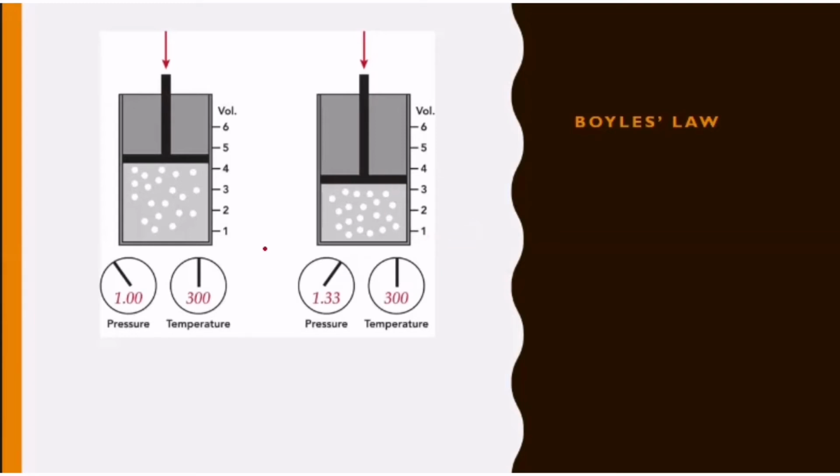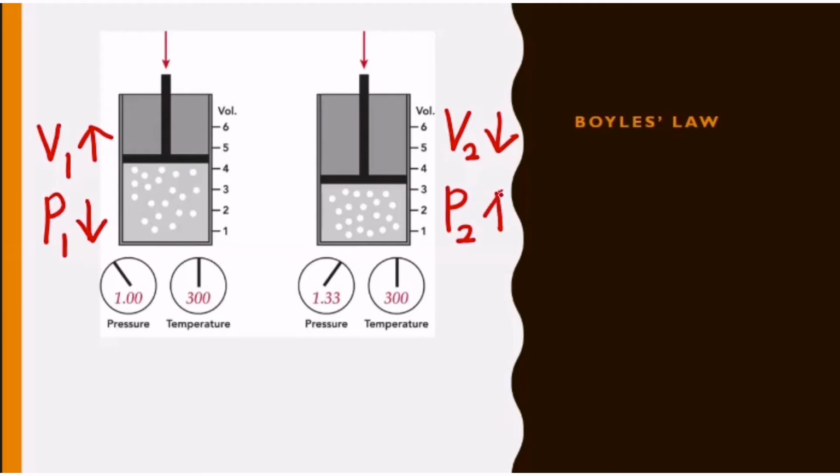Look at this diagram. At first, this container has a volume of about 4.5 liters with pressure of 1 atm. After I compress this container with higher pressure, we can see that the volume is decreasing to about 3.5 liters. If I write the difference in these two conditions, I can write it as V1 higher, P1 lower, and this condition as V2 lower, P2 higher.